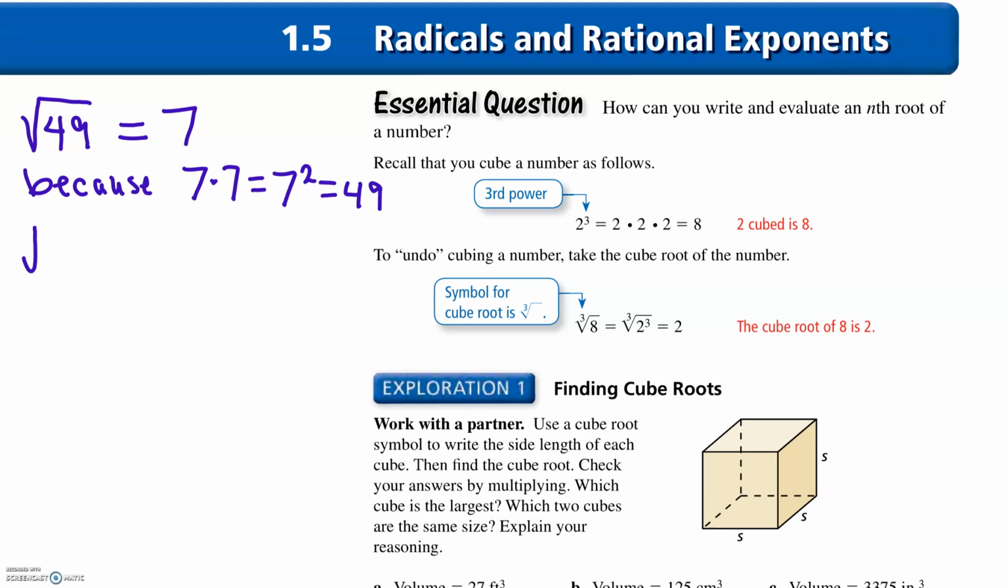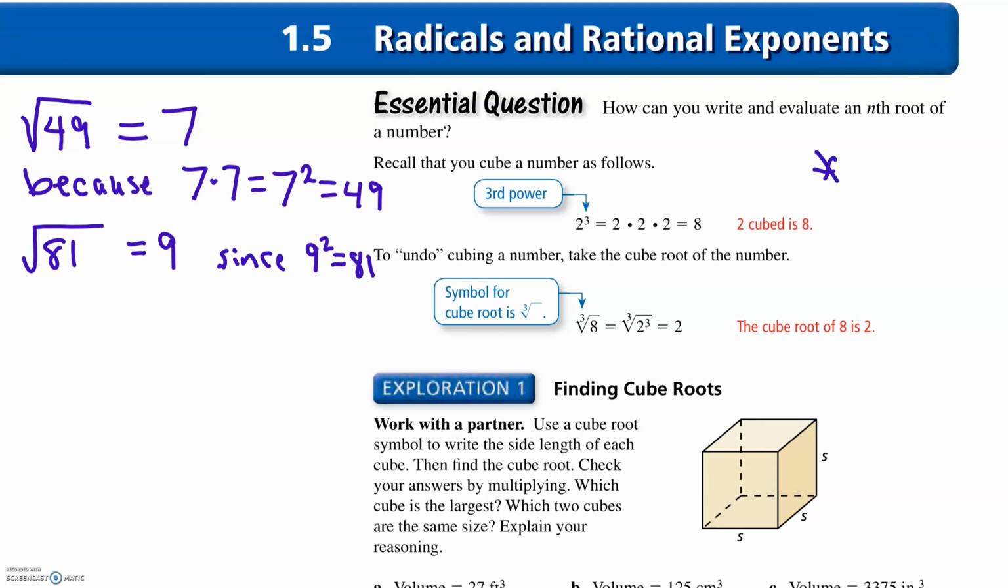Let's do one more square root problem. Square root of 81, that's going to equal 9 because 9 times 9 is 81. 9 squared is 81. So when we write down the square root of 81 equals 9, that's another way of saying that 9 squared equals 81. They say the same thing a little differently.